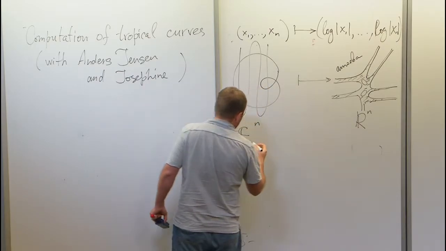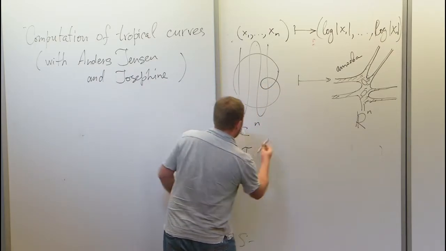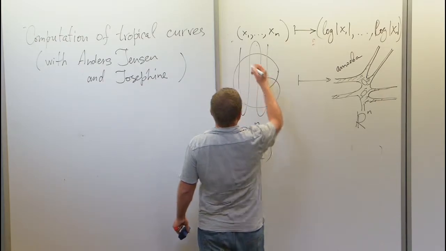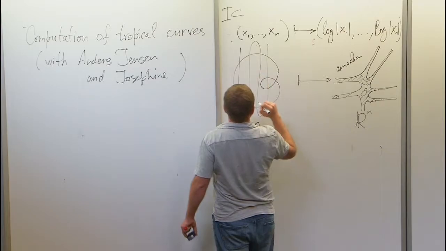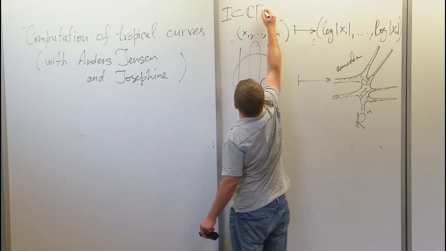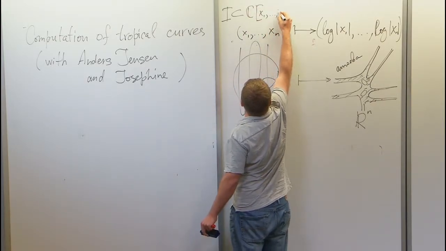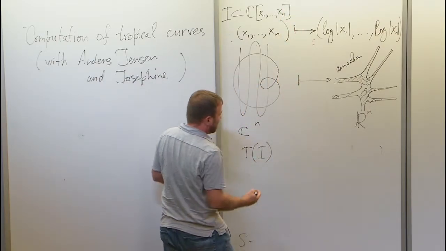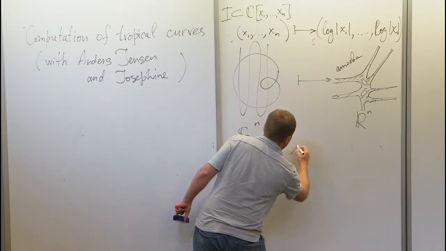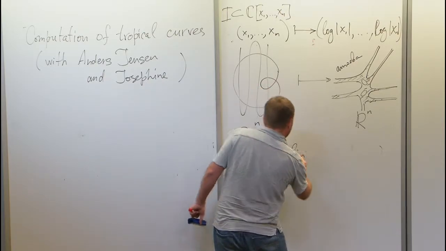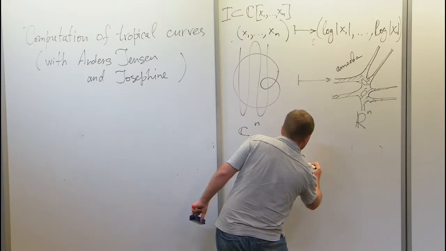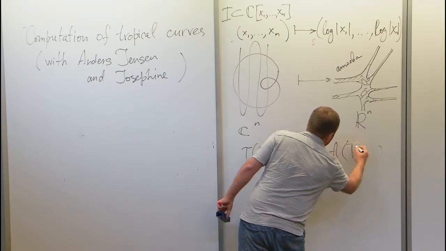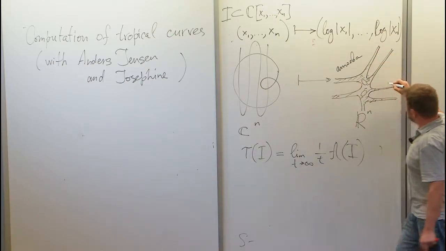One way to define a tropical curve is to take, well, let's say I have an ideal defining the original curve, and let's say it's in C, I joined all these variables. The tropicalization of that is going to be the limit when t goes to infinity of 1 over t script A of I, where A of I is this amoeba I drew.